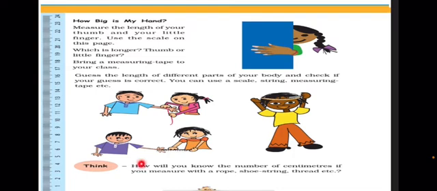So how will you know the number of centimeters if you measure with a rope, shoestring or thread? You can first start measuring with the rope and then you can place that rope on the scale so you can come to know the centimeters.